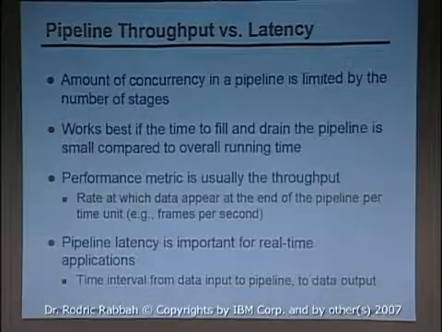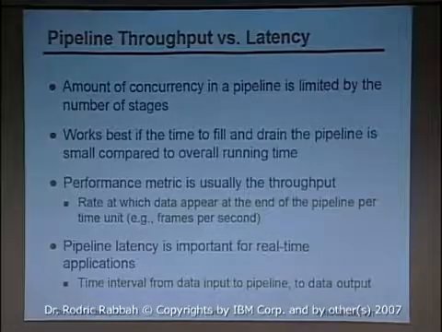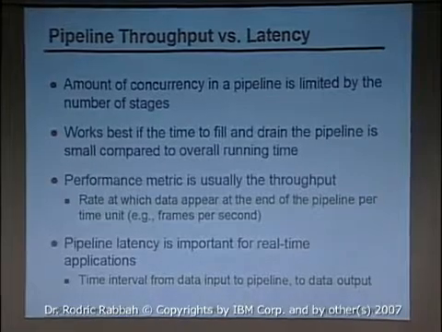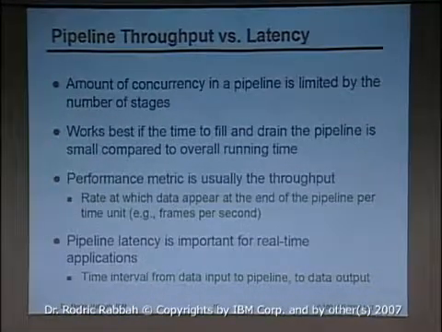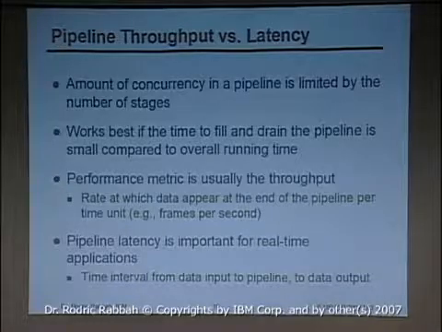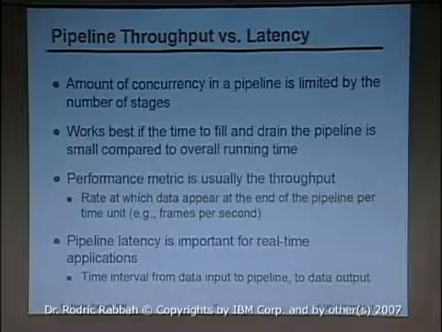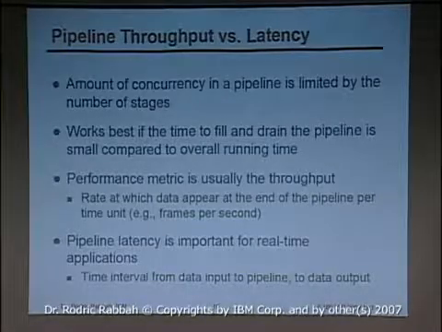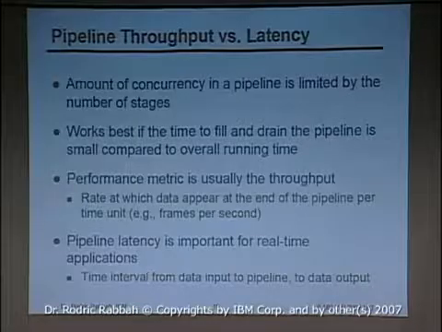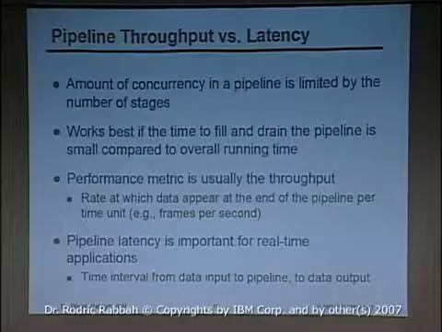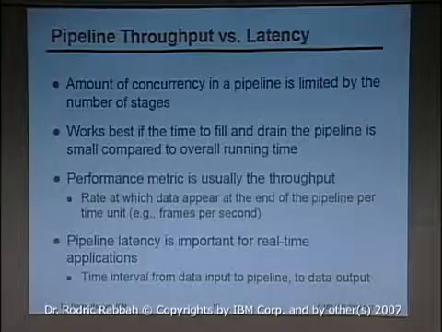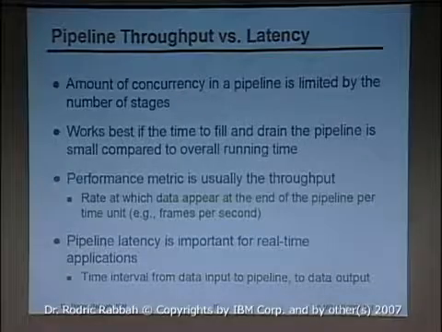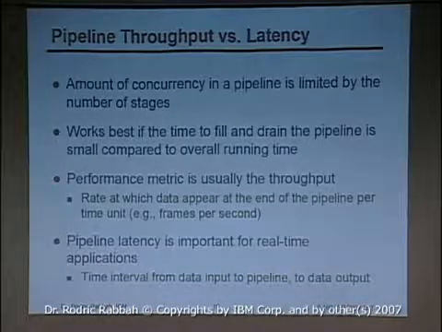So in the pipeline model, the things to consider are the pipeline throughput versus the pipeline latency. The amount of concurrency in a pipeline is really limited by the number of stages. This is nothing new. You've seen this, for example, in superscalar pipelines. Just as in the case of an architectural pipeline, the amount of time it takes you to fill the pipeline and the amount of time it takes you to drain the pipeline can limit your parallelism. So you want those to be really small compared to the actual computation that you spend in your pipeline. And the performance metric is usually the throughput. How much data can you pump through your pipeline per unit time?